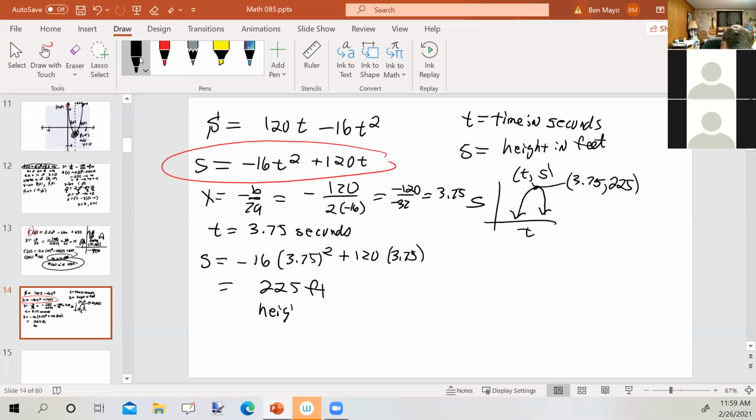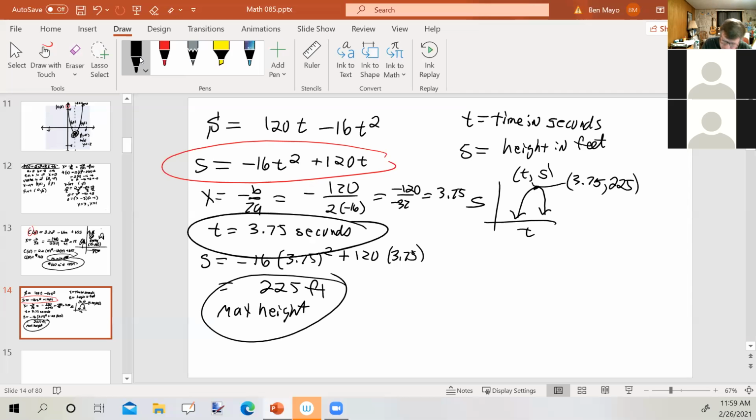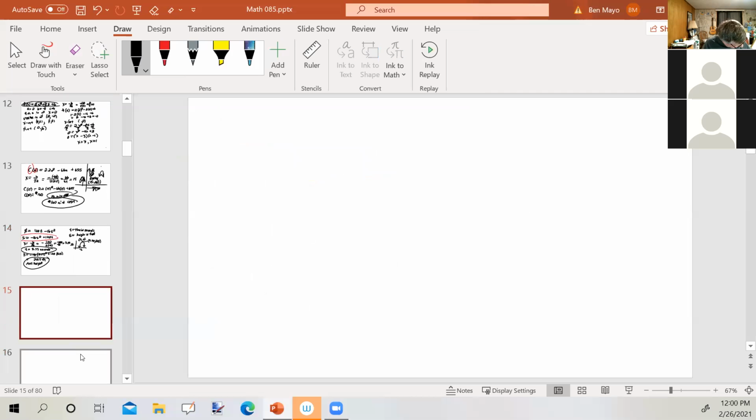So this is the maximum height, and this is the time it takes to reach the maximum height. So the questions, again, it said, how long after being fired and at what height will the fireworks appear in the sky? How long after being fired? 3.75 seconds. And what height? 225 feet. You okay with that? Yes. All right. Next example.